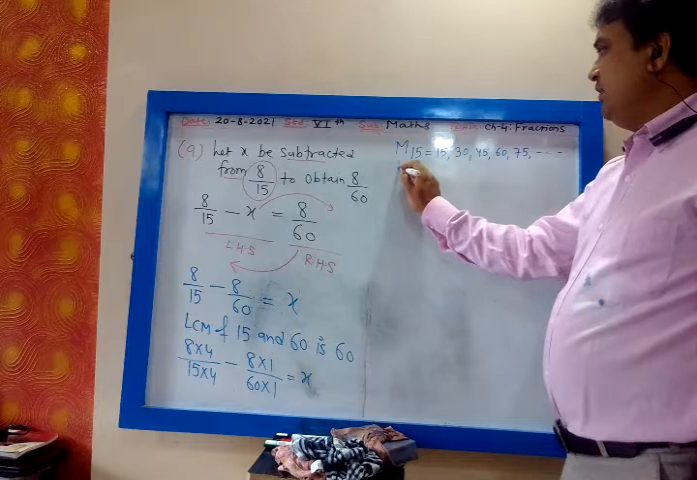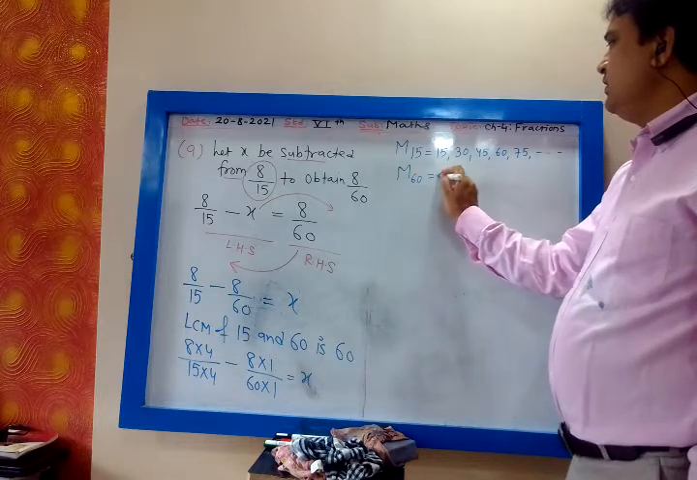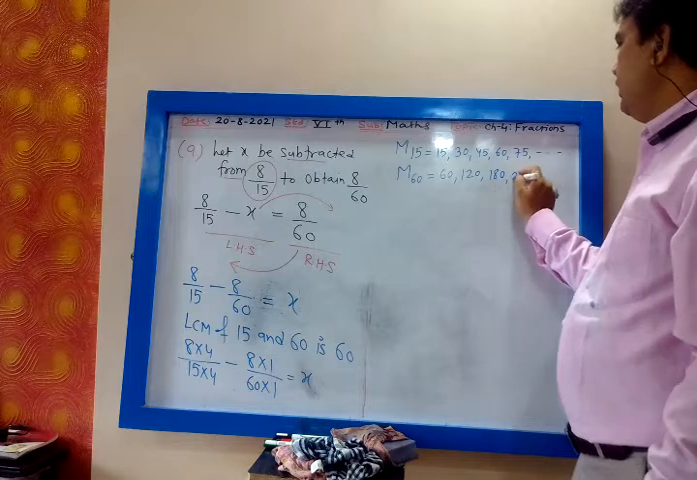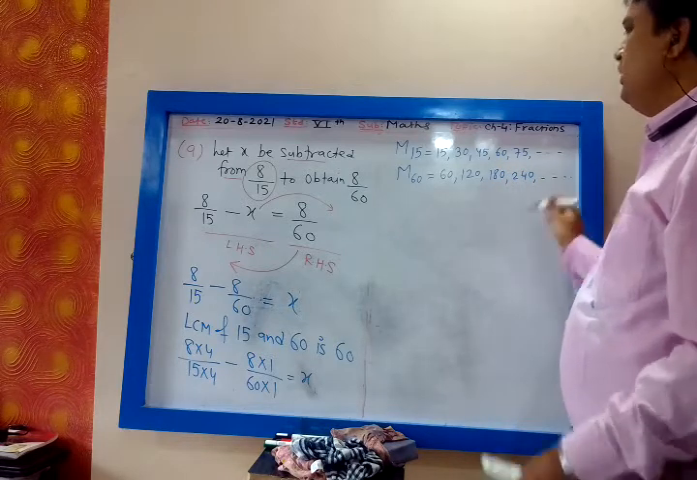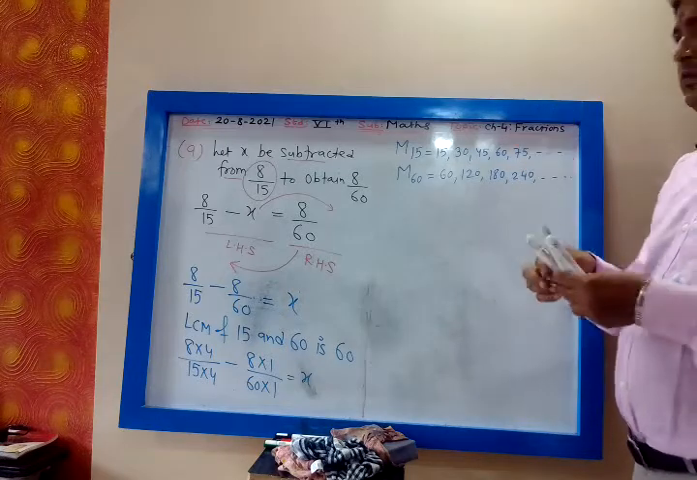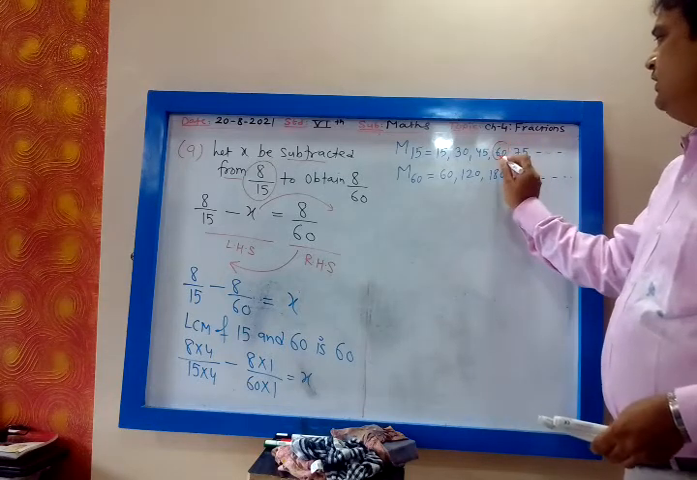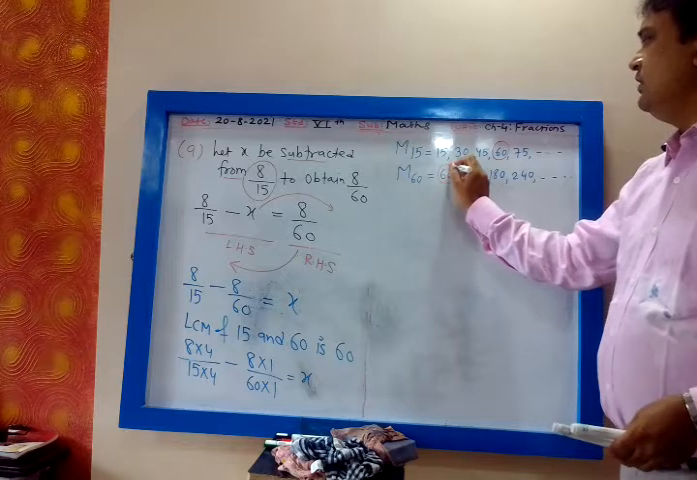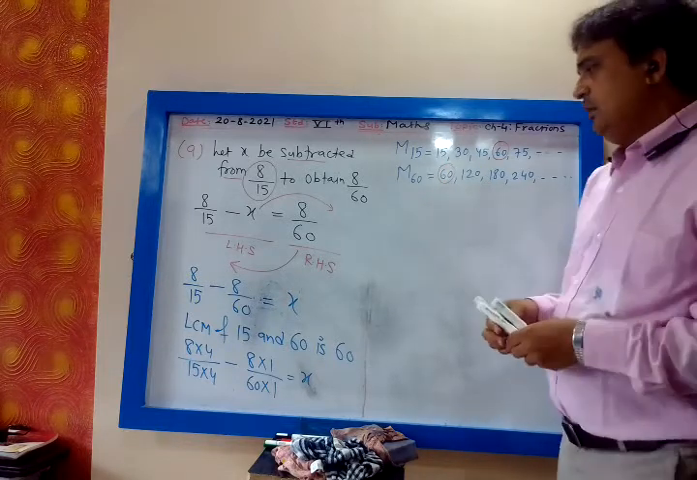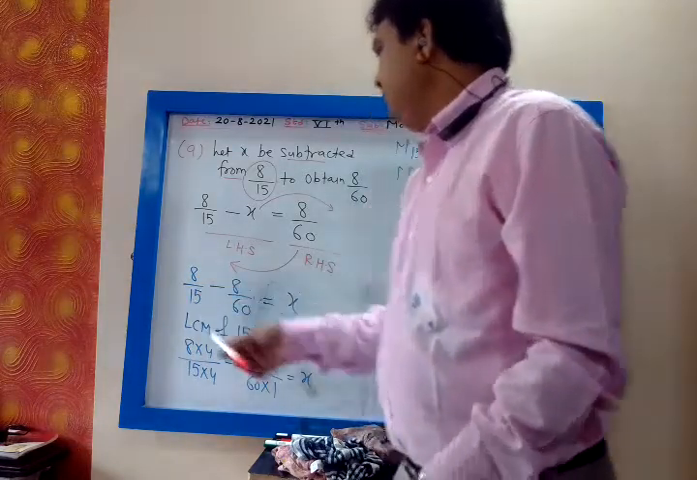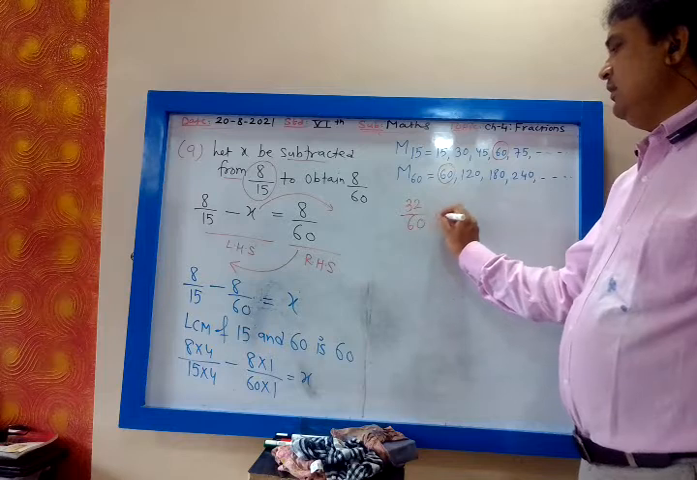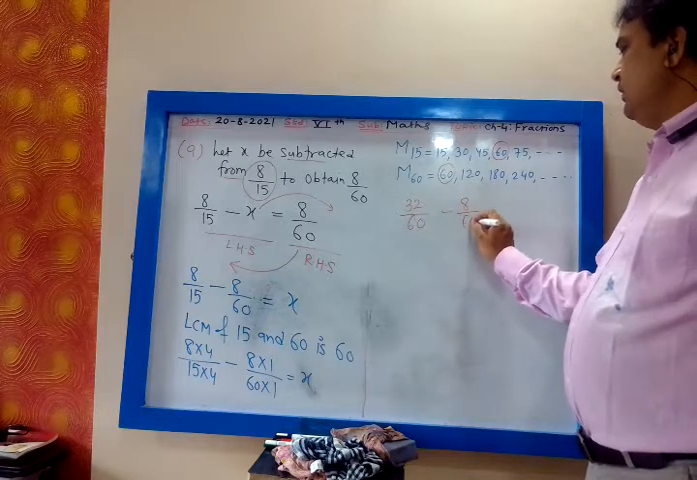Now we find the multiples of 60. What are the multiples of 60? 60, 120, then 180, then 240 and so on. Which is the least multiple? Least means the smaller multiple common to both. 60 is there in 15's multiples and 60 is there in 60's. So the least multiple is 60. So let us make the denominator 60. Multiply 15 by 4. So 32 upon 60 minus 8 upon 60 is equal to x.